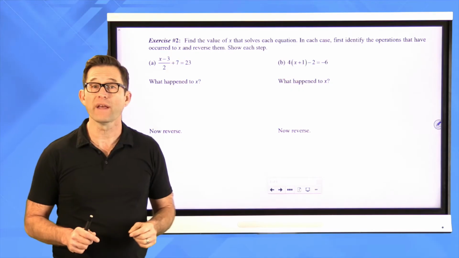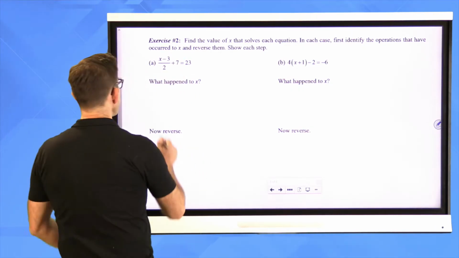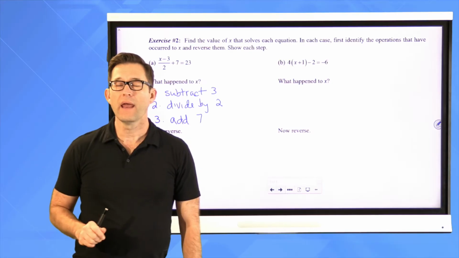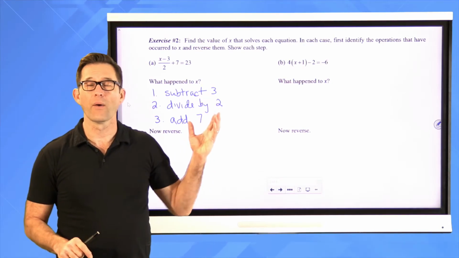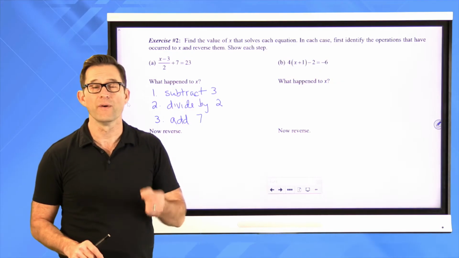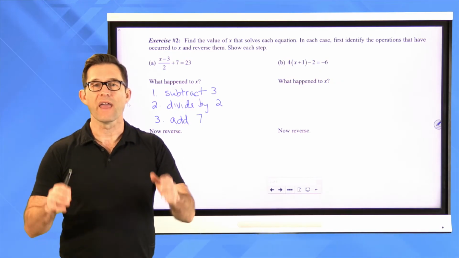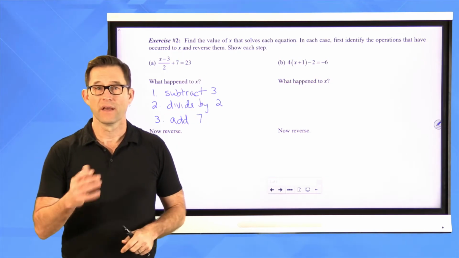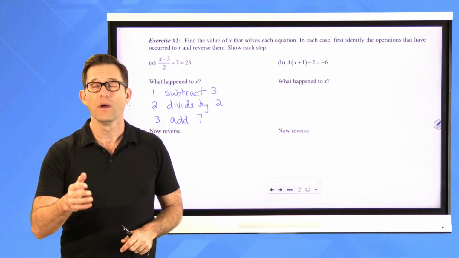So let's list what has happened to x. According to order of operations, the first thing that happened was we subtract 3, right? The second thing that happens is that we divide by 2, and then the third thing that happens is that we add 7. Now, if you in any way struggle with trying to identify what is going on with x, think to yourself, if I gave you a value of x, if I said, hey, x is equal to 11, and I just said, tell me what the left-hand side of that equation is equal to, well, what would you do with the 11?